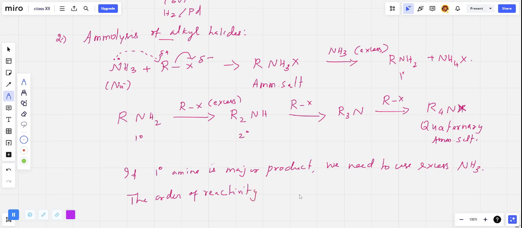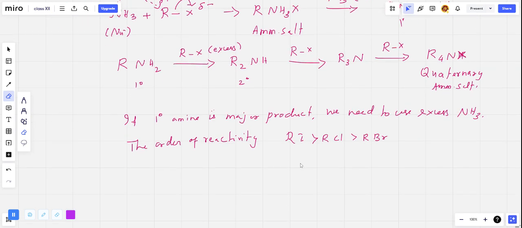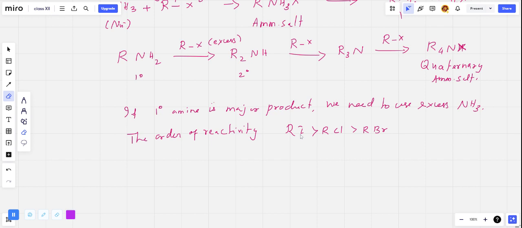is RI, RCl, RBr, and then RF. Okay. So mostly RF will not be there because of high electronegativity. So the order of reactivity is, if you are using RI, the reaction will be faster. Then RCl, then RBr. Okay, so this is the second method by which we can prepare amines.